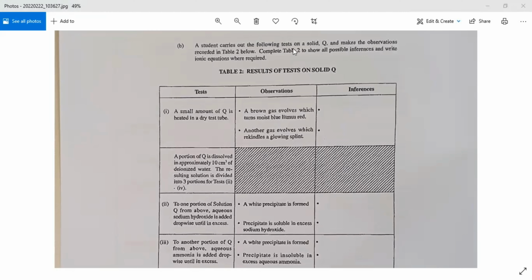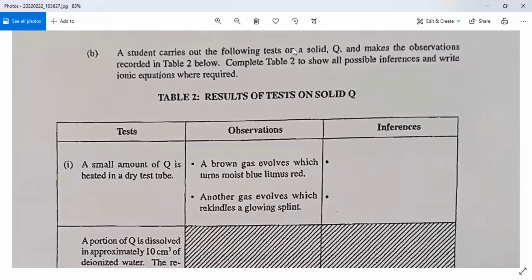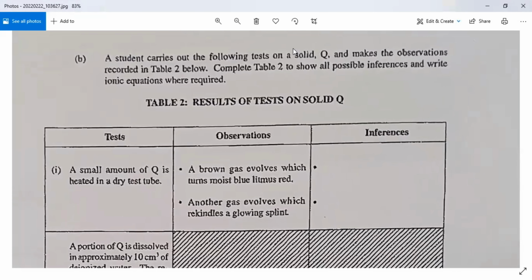A student carries out the following tests on solid Q and makes the observations recorded in the table. Complete the table to show possible inferences and write ionic equations where required. So you are going to look at this now. A small amount of Q is heated in a dry test tube. A brown gas evolves which turns moist blue litmus red.